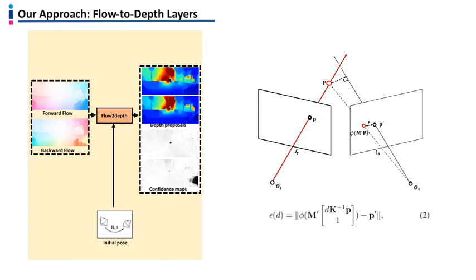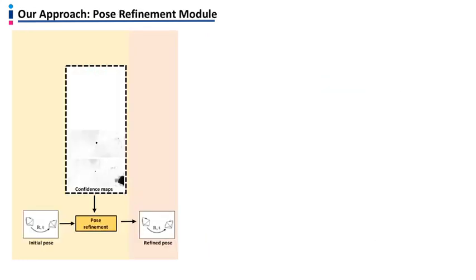The objective function only includes that in source frame. Then we can use least squares to get a closed form solution for optimal depth value, D star. The second component is the post-refinement module. It takes initial poses and confidence maps as input and outputs refined poses.